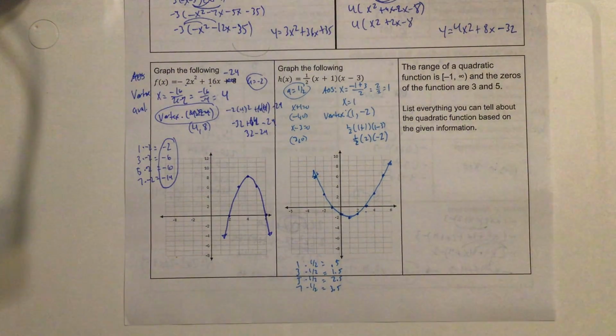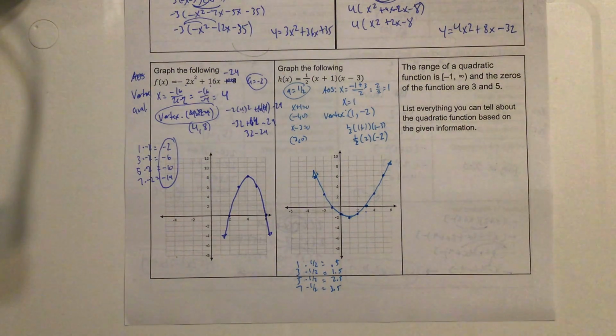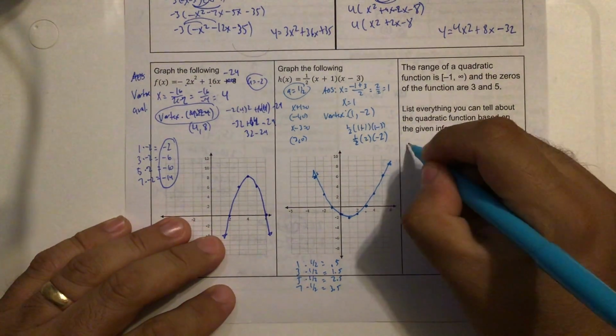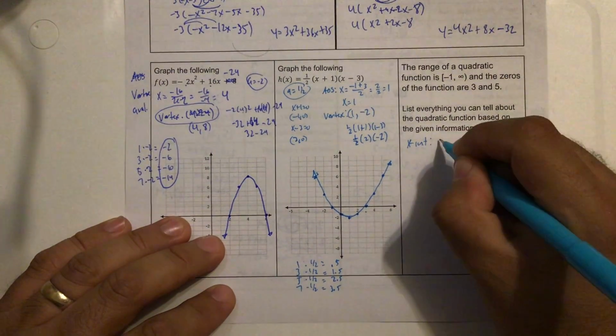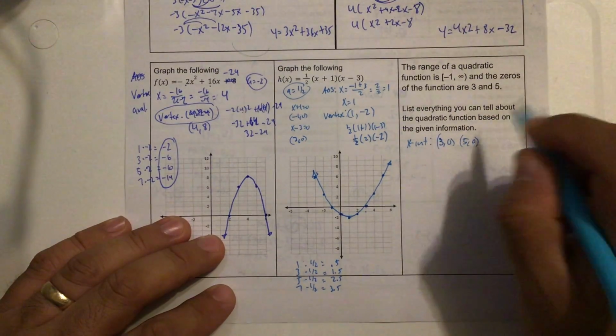All right, and for the last question, it says the range of a quadratic function is -1 to infinity, and the zeros of the function are 3 and 5. List everything you can tell about the quadratic function based on the given information. All right, so what's given is that your x-intercepts are 3, 0, and 5, 0.